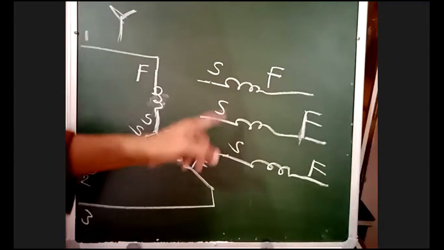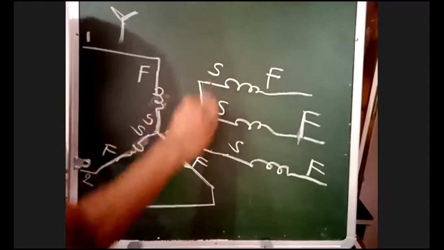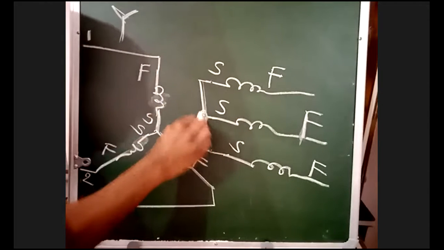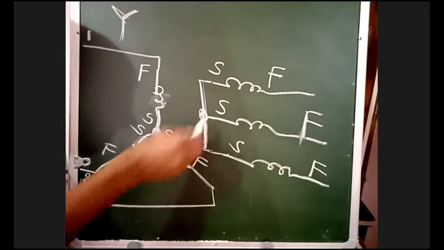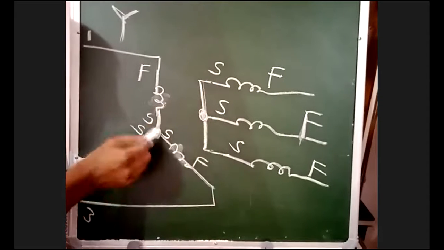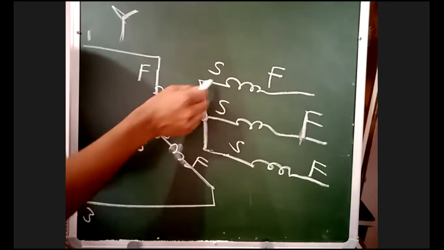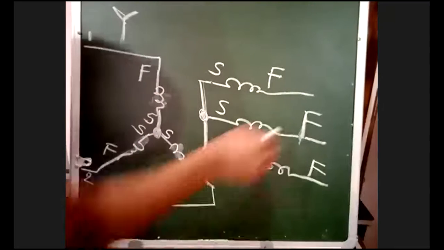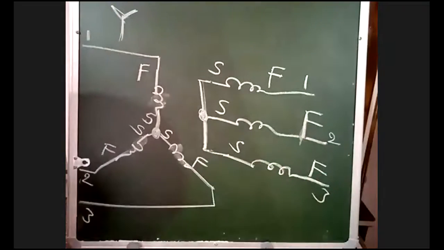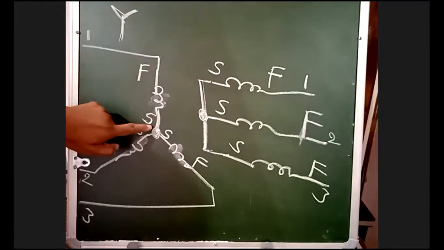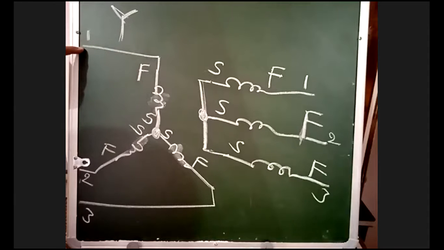Now see here, all these 3 starting points are connected to one common point. All the starting points are connected to a single point. And the finishing points I am connecting to 1, 2, 3. This is the starting point of the first coil; the finishing I am connecting to phase 1.